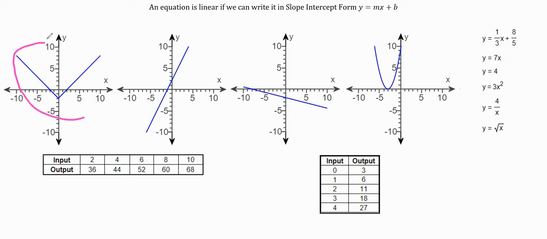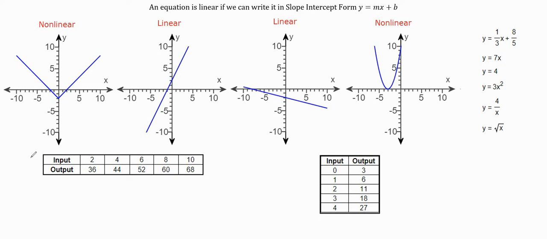So for this first graph right here, this has two straight lines. It's actually an absolute value graph. So this is nonlinear. The next graph has one straight line. So we're going to say this is linear. And the third graph is also one straight line. So we're going to say that's linear as well. And the fourth graph looks like a capital U. That's not linear because it's not one straight line.